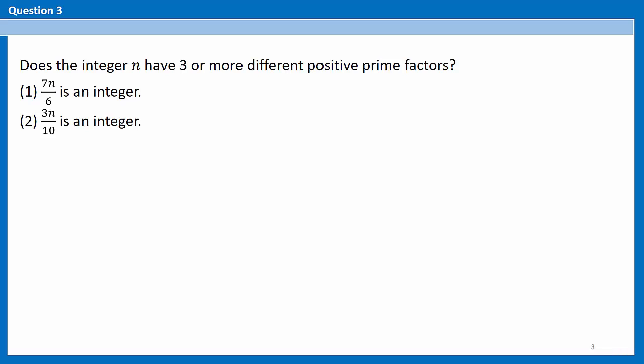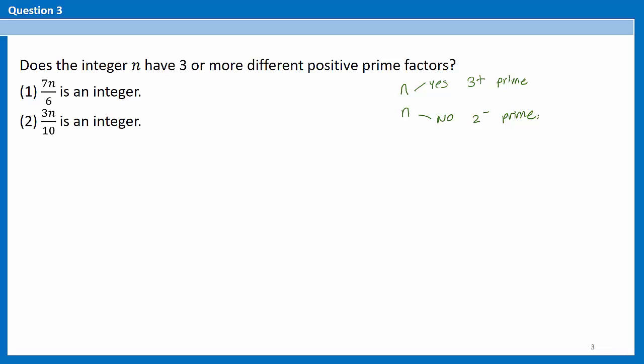Does the integer n have 3 or more different positive prime factors? Okay, in data sufficiency, in order to say that a statement is not sufficient, you need two answers to the question. So you would have to find a number n that answers yes, meaning that it has 3 or more prime factors, and a number n that would answer no, meaning 2 or less prime factors.